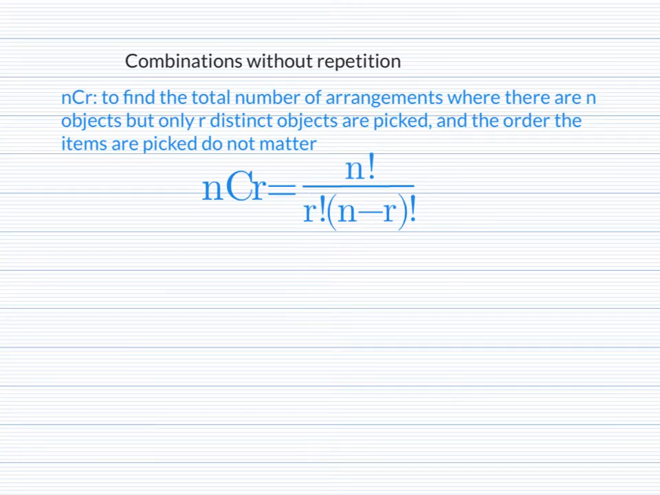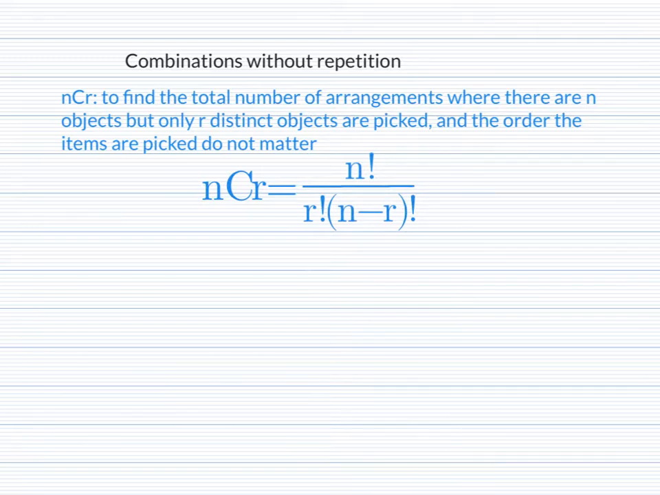So a combination is to find the total number of arrangements where there are n objects, but only r distinct objects are being picked. So exactly like a permutation. But the order the items are picked does not matter. So that is the difference between a combination and a permutation. So let's take a look at a difference between combination and permutation.